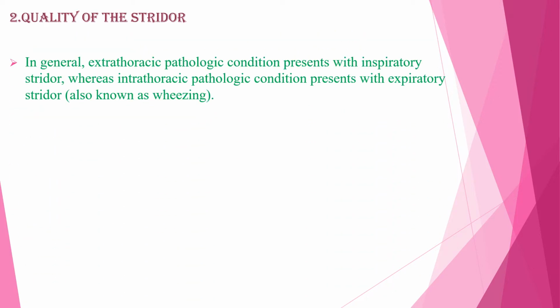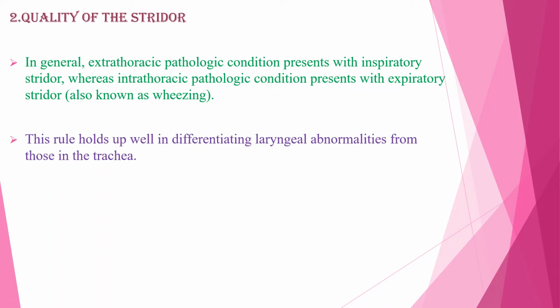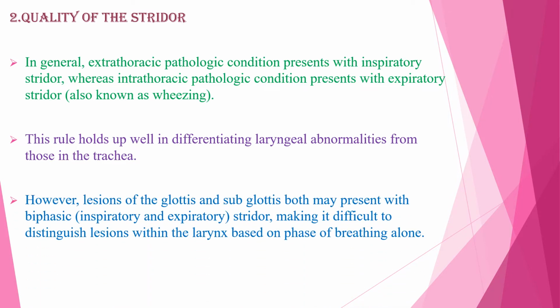The second thing that we should ask about is the quality of the stridor. In general, extrathoracic pathologic conditions present with inspiratory stridor, whereas intrathoracic pathologic conditions present with expiratory stridor or wheezing. This rule holds up well in differentiating laryngeal abnormalities from those in the trachea. However, lesions of the glottis and the subglottis may both present with biphasic, or inspiratory and expiratory, stridor, making it difficult to distinguish lesions within the larynx based on the phase of breathing alone.